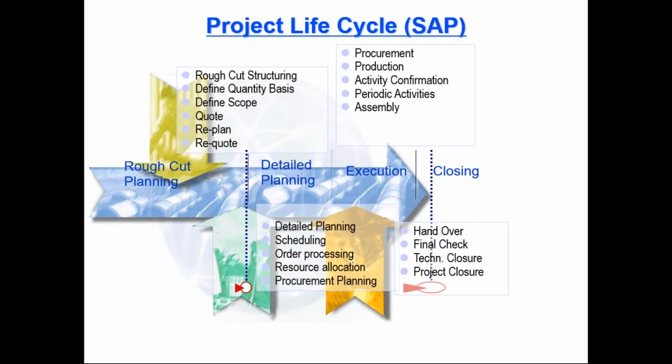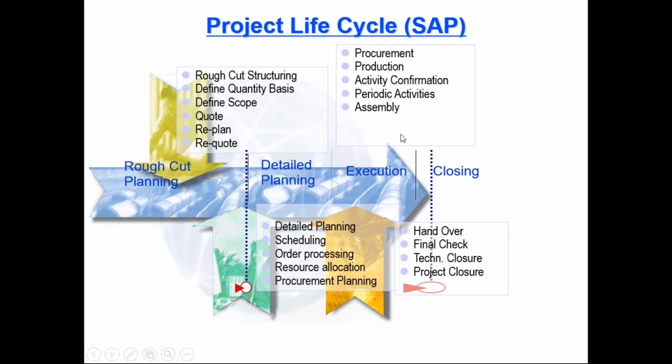In execution, based on your planning, everybody has to start working on it. The procurement material will reach the site, and the contractor will reach the site to provide the services. Production, if it is a production project, will start to happen. Activity confirmation: whatever progress is happening based on the activity, or if we are getting any material, it has to be received. So the confirmation has to be done, meaning your actual posting will start to happen in the system.